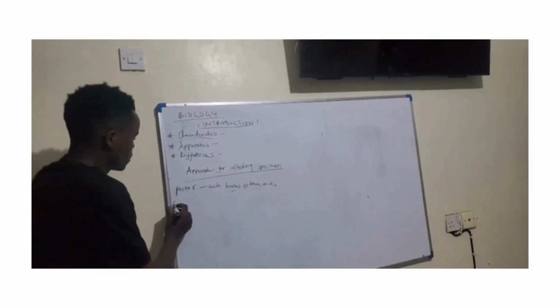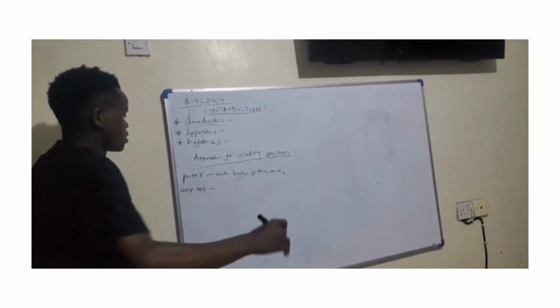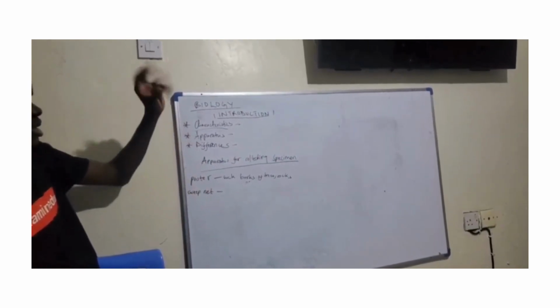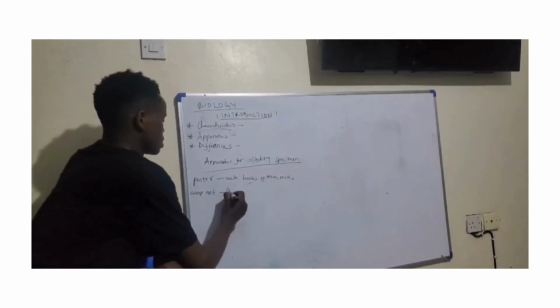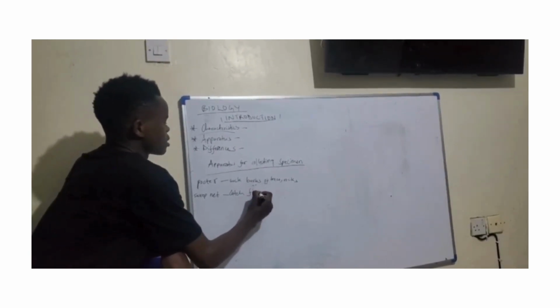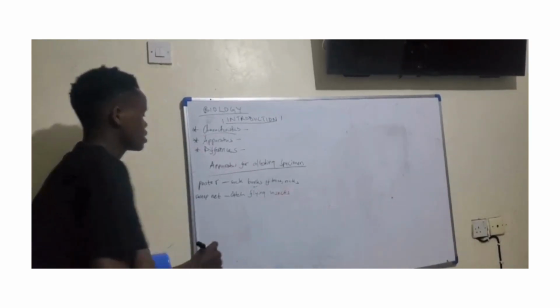We move on to sweep nets. The work of a sweep net is basically to catch flying insects. That's the work of a sweep net.